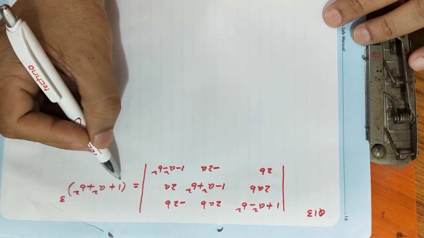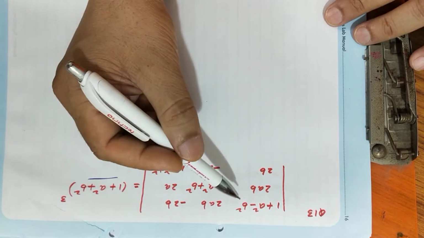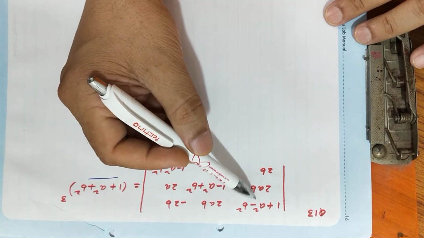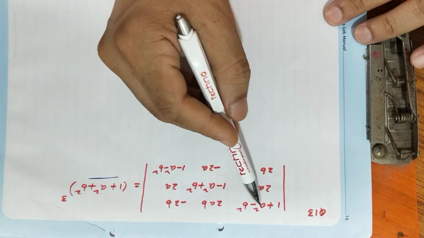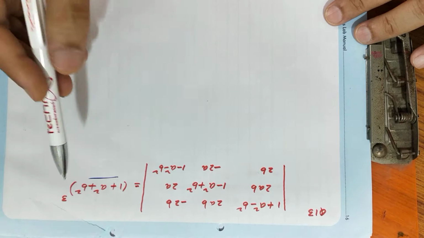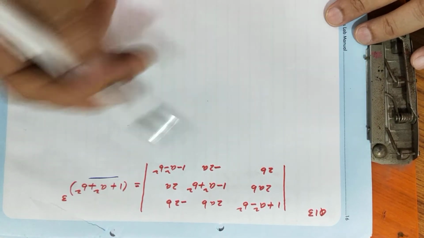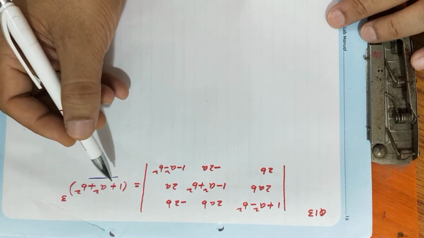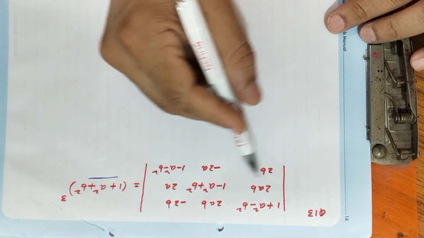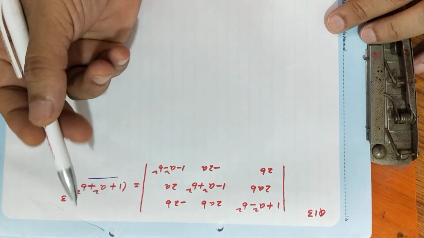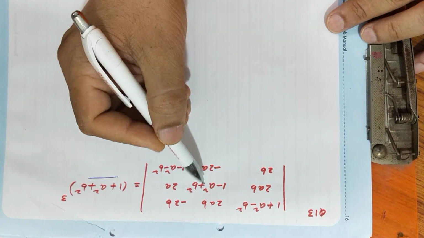Again look carefully at this RHS, 1 + a² + b². When you add rows, can you get this? No. When you add these columns, can you get 1 + a² + b²? No. So now what will we do in this question? We can't take anything as common from columns and rows. Now what will we do? So look carefully.